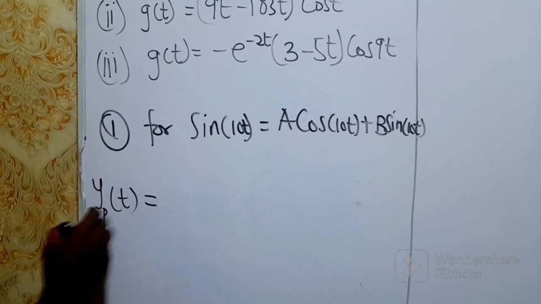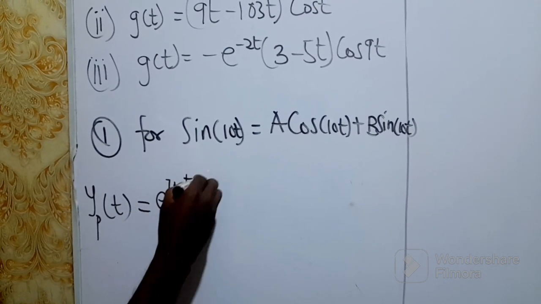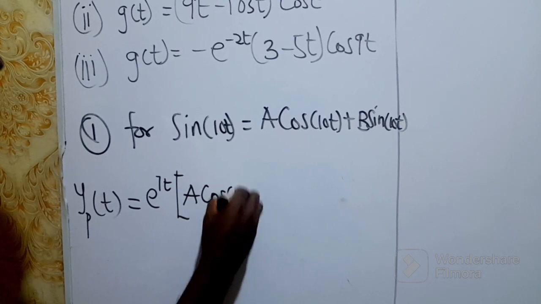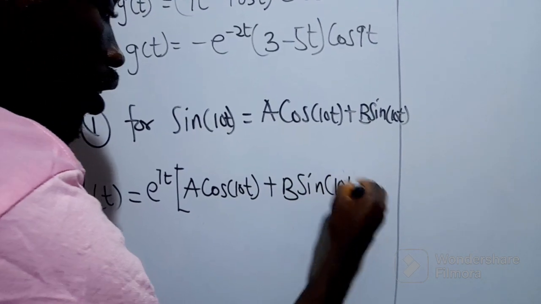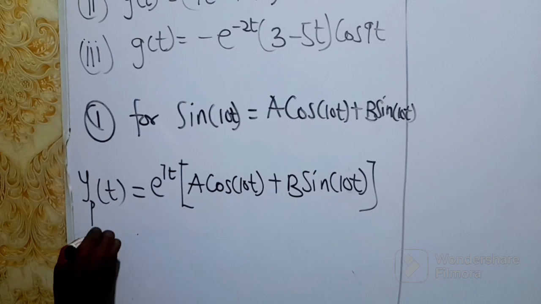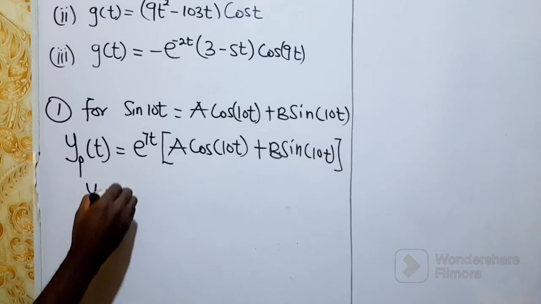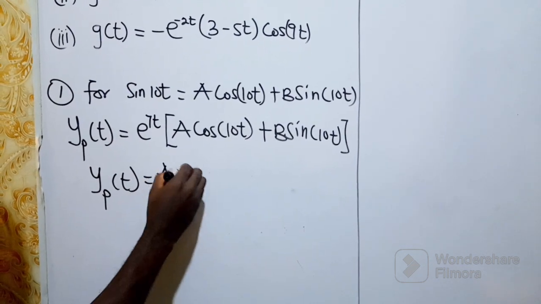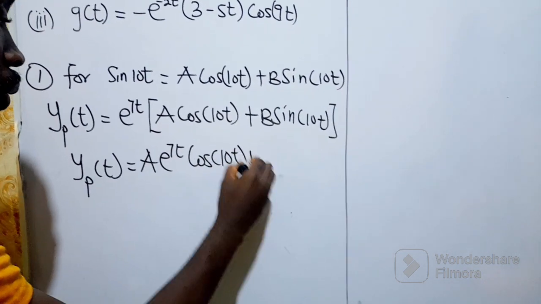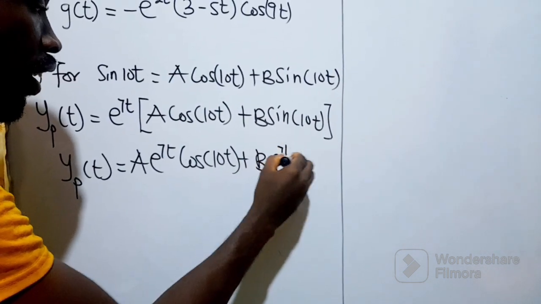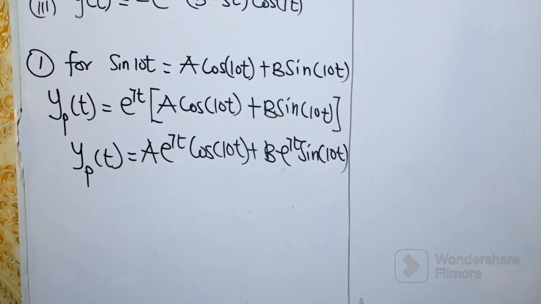So our yp(t) will be equal to e^(7t) times (a cos 10t plus b sine 10t). We can still expand this, and say our yp(t) will be equal to a e^(7t) cos 10t plus b e^(7t) sine 10t. So this will be for the first one. I hope you get it.